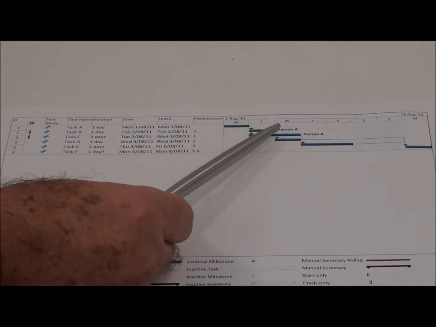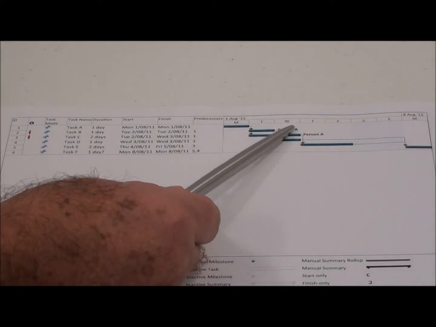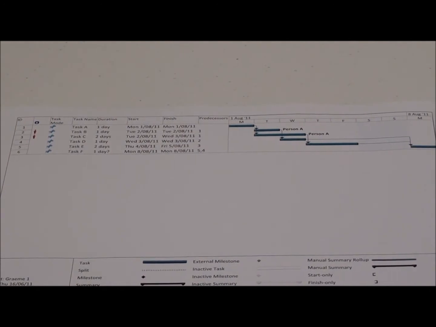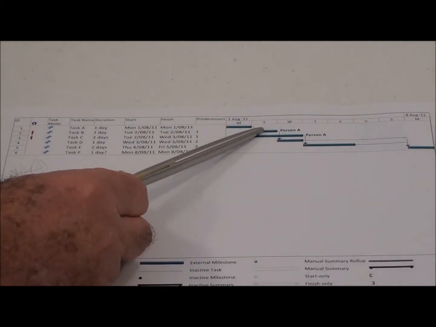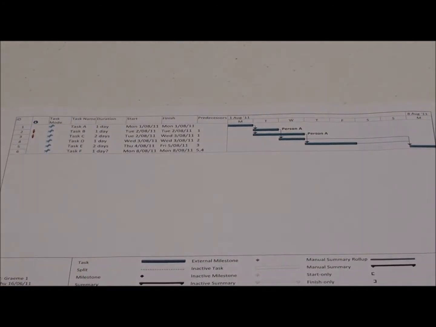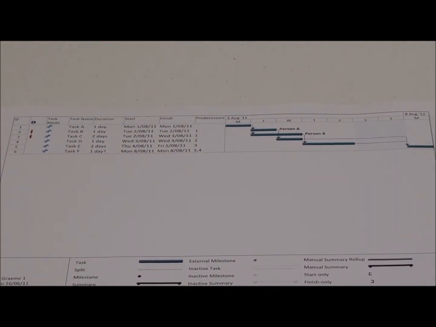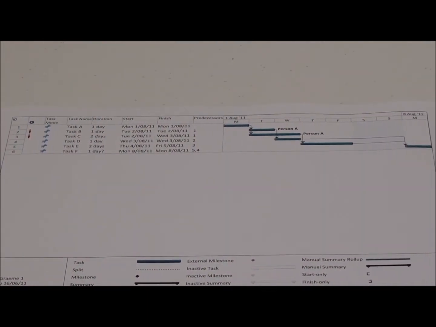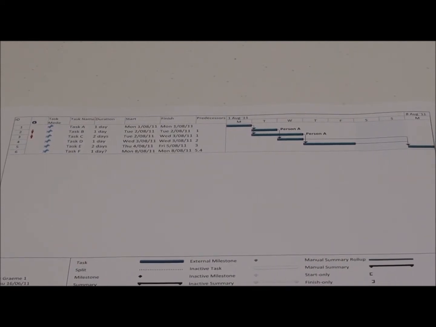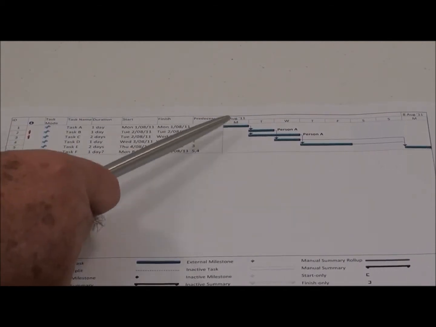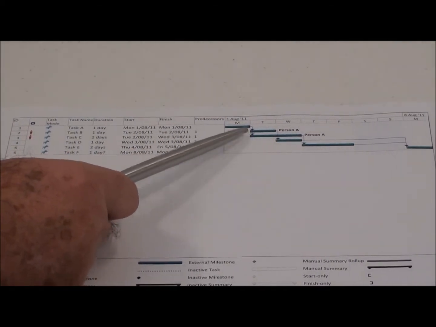You can see here also we have a person as a resource allocated to both tasks B and C. At a glance, you would see that this job and this job cannot be done at the same time by the same person. So you would have to shuffle your schedule around or change your resources. You cannot have a person do 2 tasks in the 1 day.